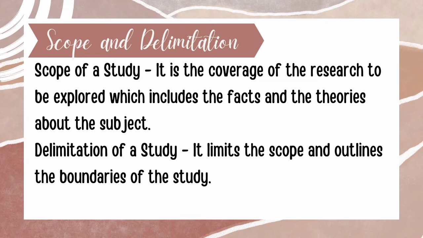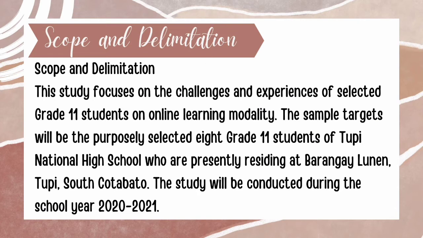Next, let's have the scope and the delimitation. The scope of the study is the coverage of the research to be explored, which includes the facts and the theories about the subject. The limitation of the study limits the scope and outlines the boundaries of the study. Scope, the coverage. Delimitation, the limitation. Okay, this is the example.